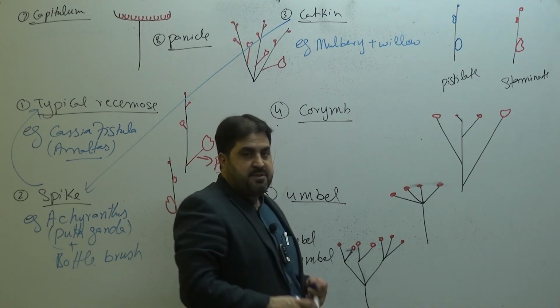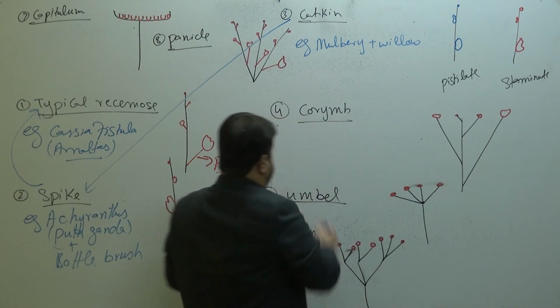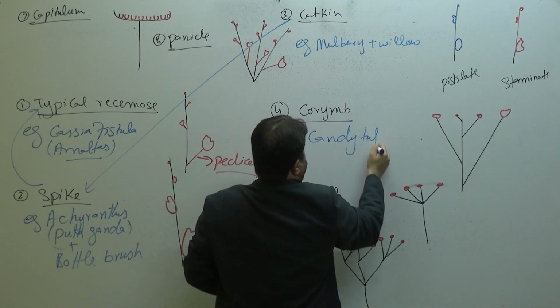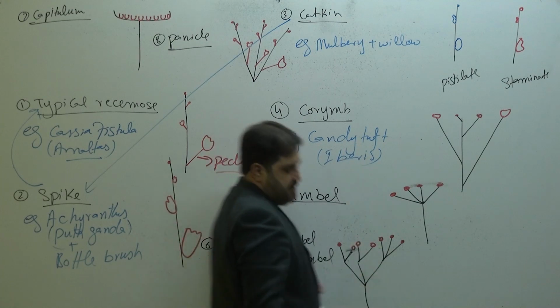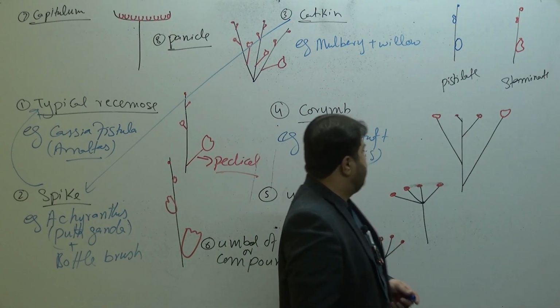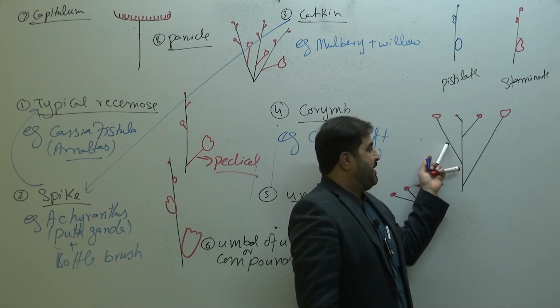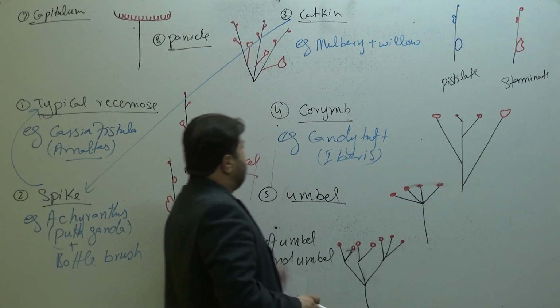Then after that is corymb, and its example is candytuft, also called iris. In this case, the pedicels of the old ones are longer than the new ones. So that's why the flowers are arranged in the same row.